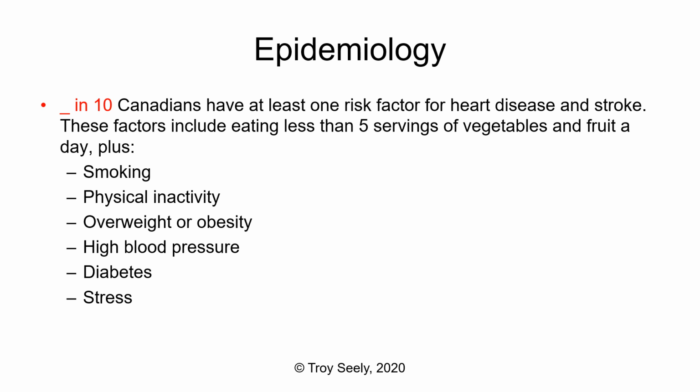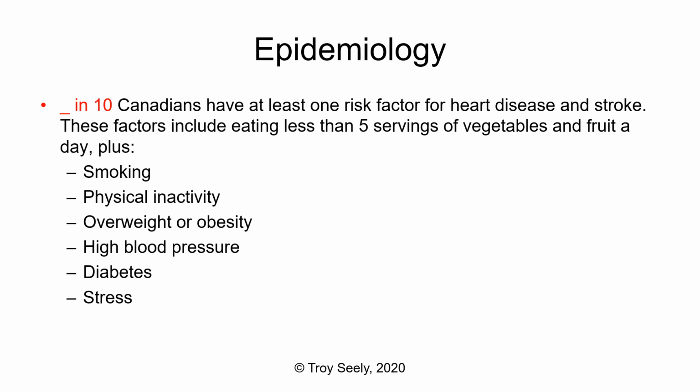But let's go over some of the risk factors related to it. Blank in 10. We're going to come back to that in 1 second. Canadians have at least one risk factor for heart disease and stroke. So there are certain risk factors that are present. These factors include eating less than 5 servings of vegetables and fruits a day. They also include smoking, physical inactivity, overweight or obesity, high blood pressure, diabetes, and stress.